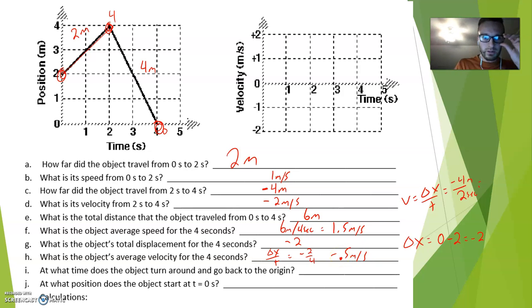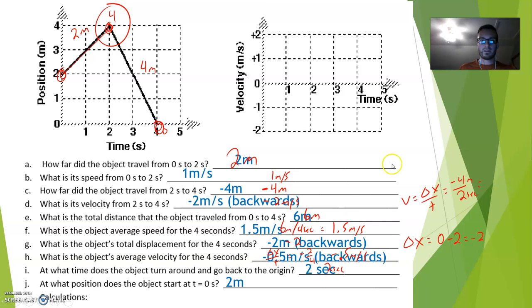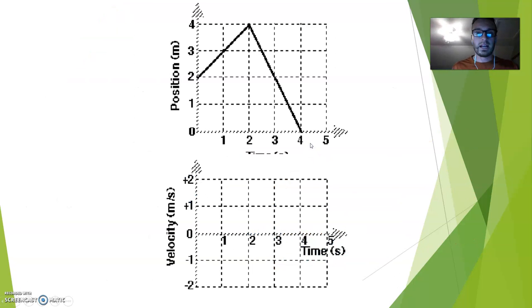At what time does the object turn around? Of course, that would be right here, because it was going forward and then it starts going backwards. So that's at the time of 2 seconds. All right. And it says, at what position does the object start? Obviously, that's 2 meters. Let's look at the graph conversion from position to velocity.